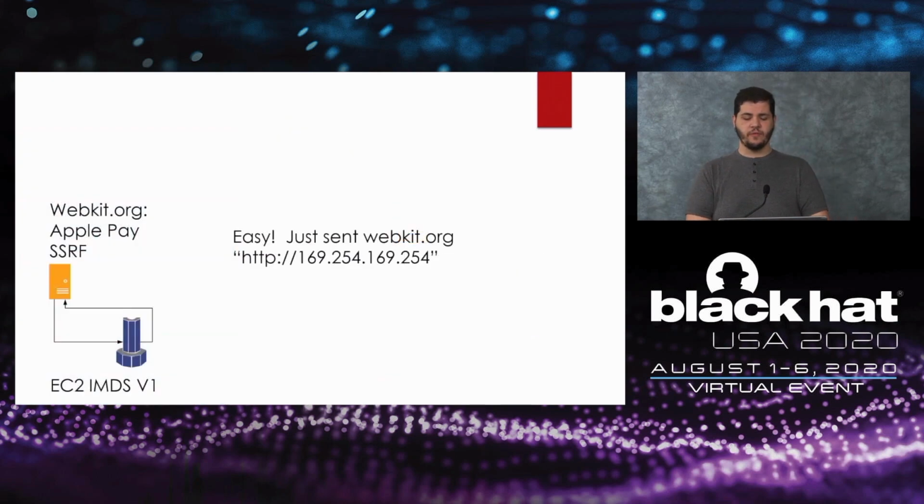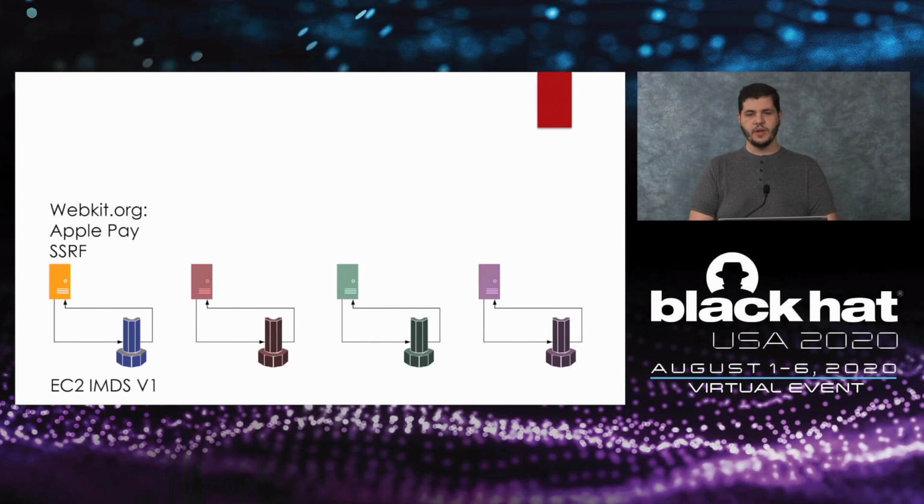SSRF has a ton of different approaches, but it was actually pretty easy in some cases. WebKit.org had a live sample implementation of Apple Pay, and it even was on AWS with the old instance metadata service. So all I had to do was pass this IP, and I could poke around an internal API and get some tokens. But not everything was so simple.